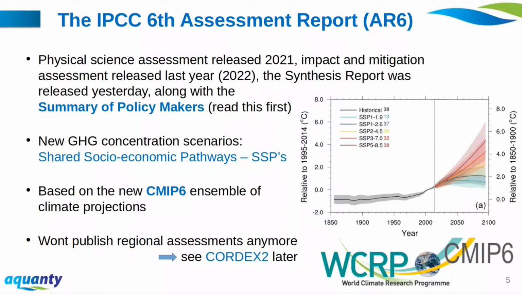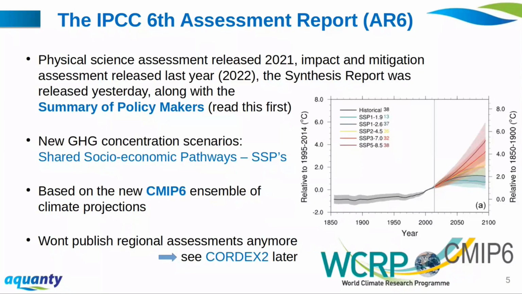Now, the 6th assessment report is based on CMIP6. CMIP6 is actually separate as an entity. The IPCC does not run its own climate projections. It relies on projections that are published by CMIP. CMIP is the Coupled Model Intercomparison Project, and it's actually the 6th iteration, but to keep consistent with the IPCC assessment reports, they call it CMIP6.